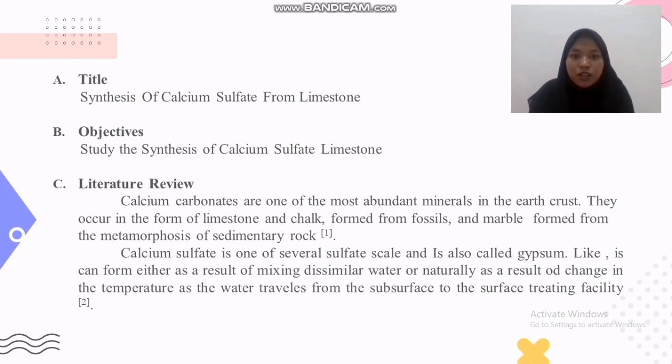Calcium carbonates are one of the most abundant minerals in the earth's crust. They occur in the form of limestone and chalk, formed from fossils, and marble, formed from the metamorphosis of sedimentary rock. Calcium sulfate is one of several sulfate scales and is also called gypsum. It can form either as a result of mixing dissimilar water or naturally as a result of change in the temperature as the water travels from the subsurface to the surface treating facility.